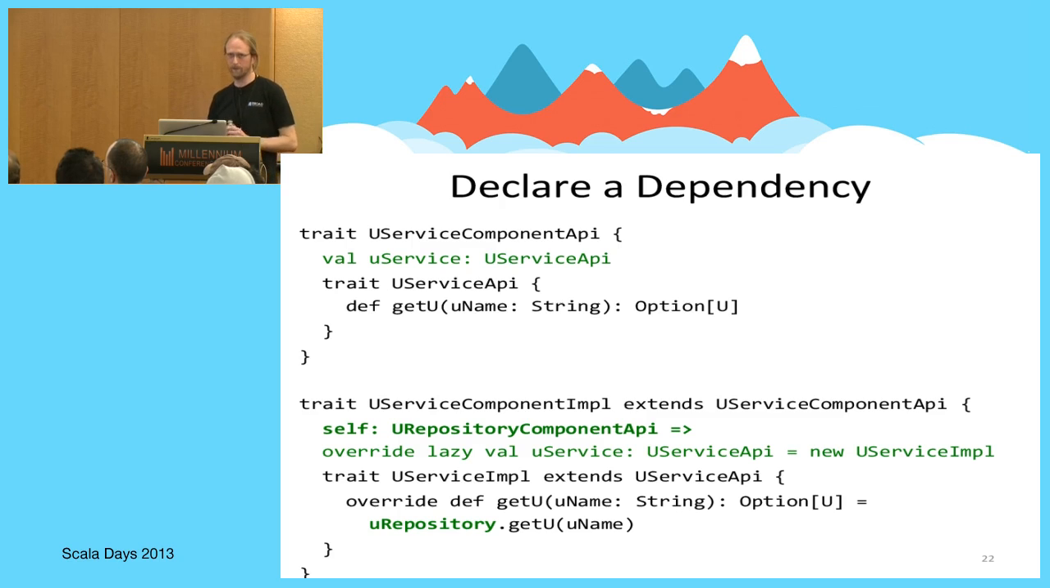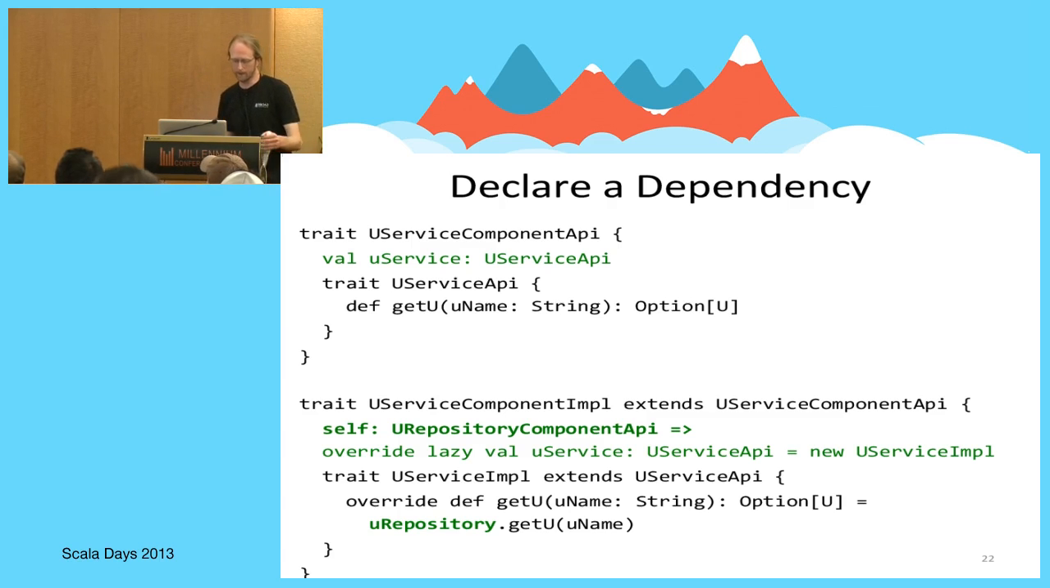So how do we do dependencies in the cake pattern? As you remember, the use service needs to get its hands on a uRepository, and it needs to be pretty agnostic about how it does that. And what we're going to use to do that is a Scala language feature called a self-type, which you can see here in bold.